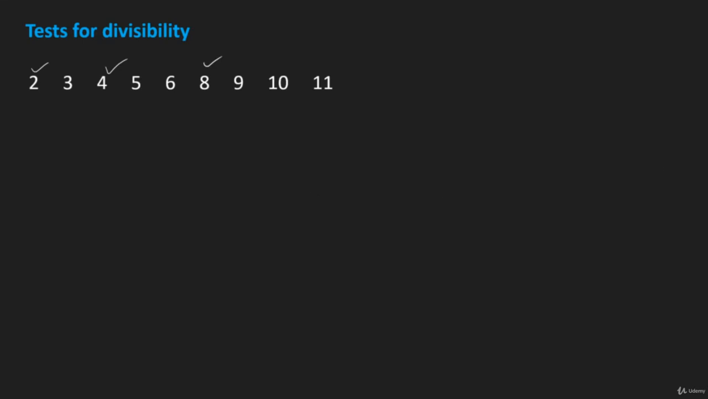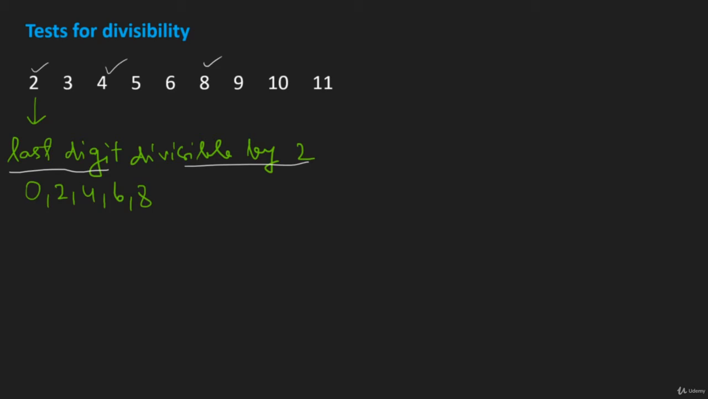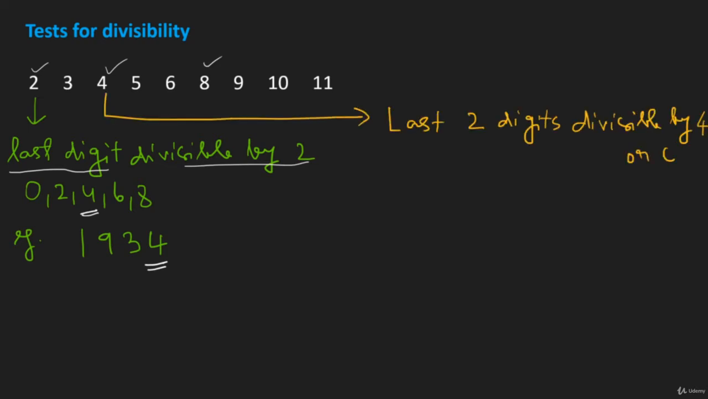In the case of 2, if you want to know whether a number is divisible by 2 or not, you need to check only the last digit, and the last digit has to be divisible by 2 or it should be 0. So it can be either 0, 2, 4, 6 or 8. Say you have a number 1934. Now over here you can see that the last digit is 4, and therefore this number 1934 is divisible by 2.